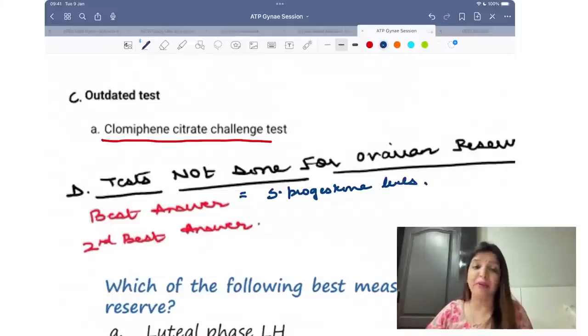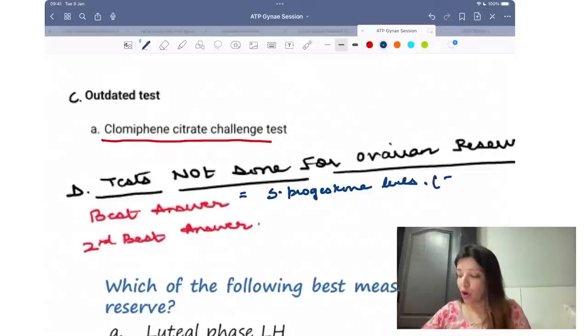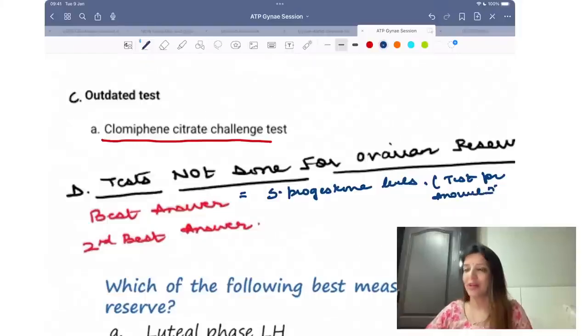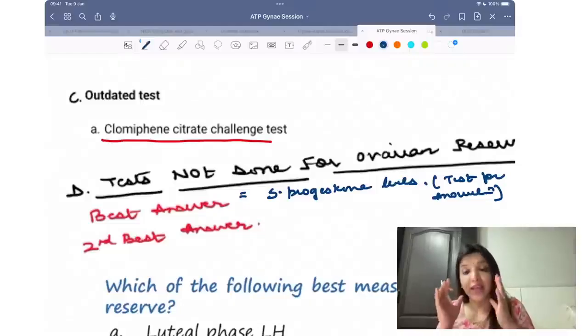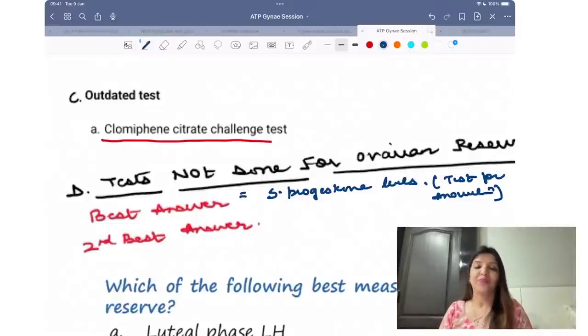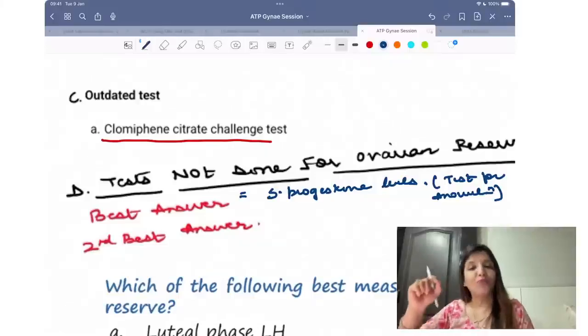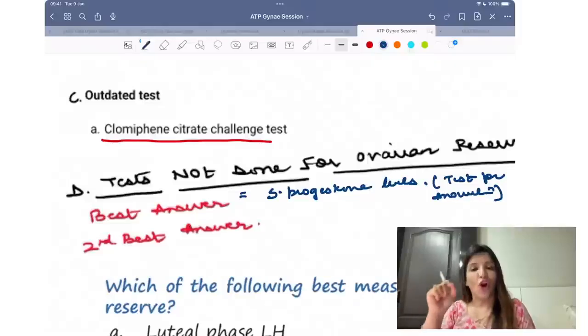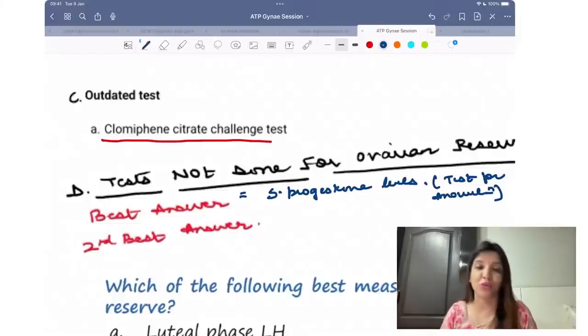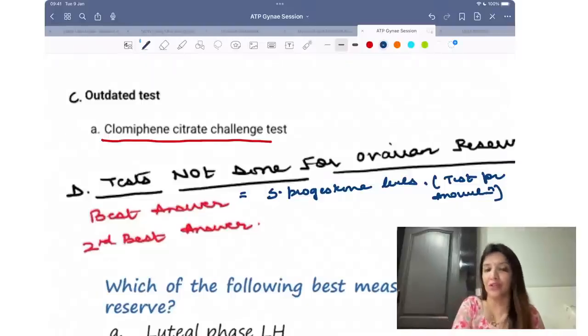Please remember, we just did serum progesterone levels. It is a test for anovulation. It is not a test for ovarian reserve. How will they confuse you? They are going to confuse you. All of the following tests are done for ovarian reserve except option A inhibin, option B FSH, option C progesterone, option D AMH. And now you will get confused. So remember, progesterone is not a test for ovarian reserve.